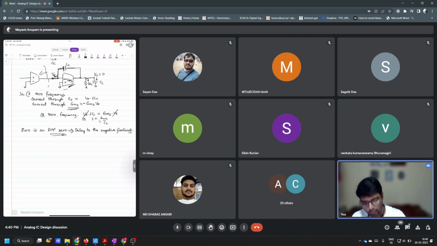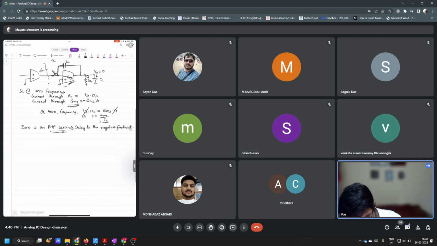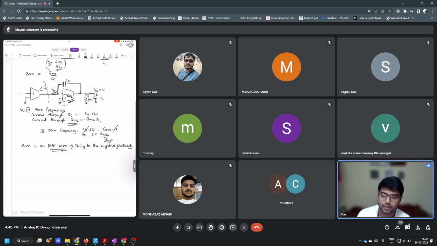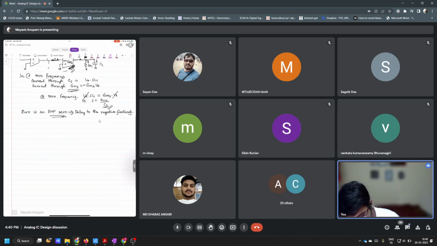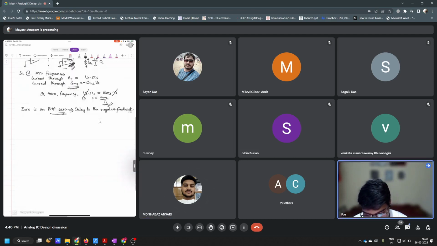How do we cancel this zero? One way that one of you told me is to simply increase the GM2. That is true. If you make GM2 very large and this goes much beyond omega u loop and P2, then you do not have any problem. But a lot of times that is not desirable, simply because this GM2 will be implemented by using some transistors. If you want to increase GM2, you will have to increase the size of those transistors, and the power consumption will simply go up. So that is why it is not desirable.